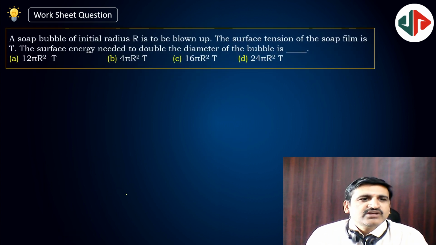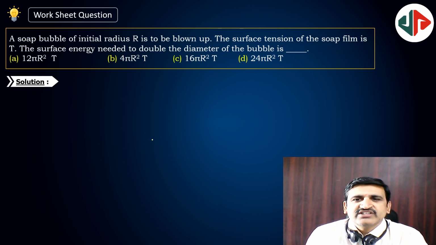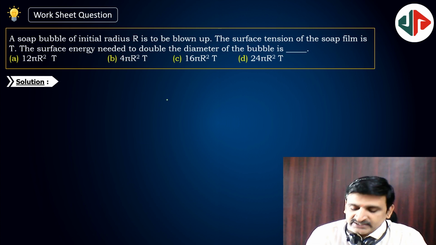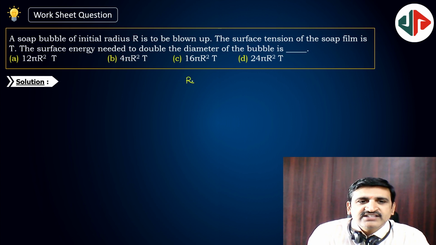A soap bubble of initial radius r is blown up. The surface tension of the soap film is T. The surface energy needed to double the diameter of the bubble: doubling the diameter is nothing but doubling the radius. So the initial radius is r, the final radius is 2r.